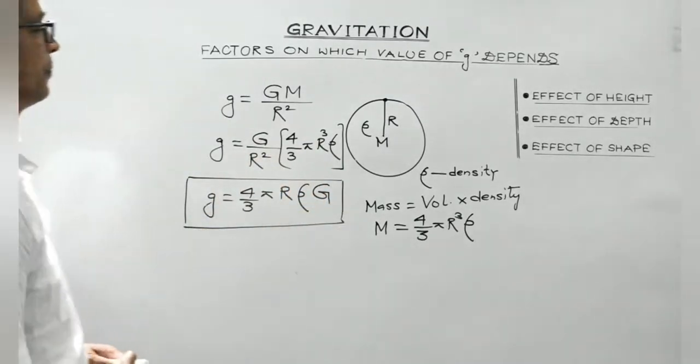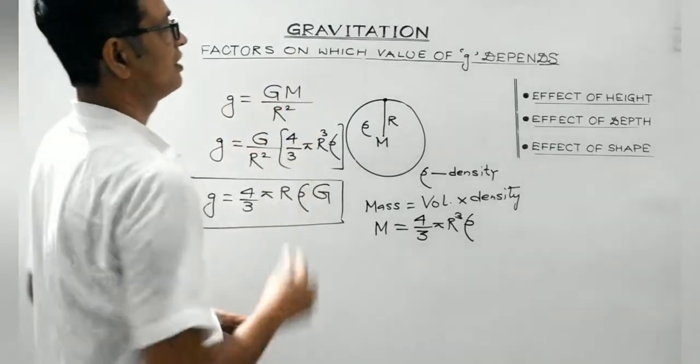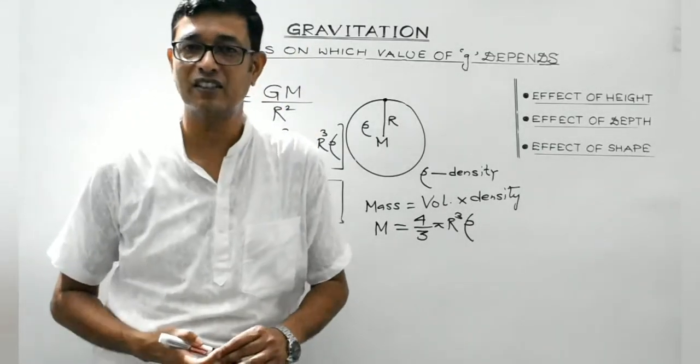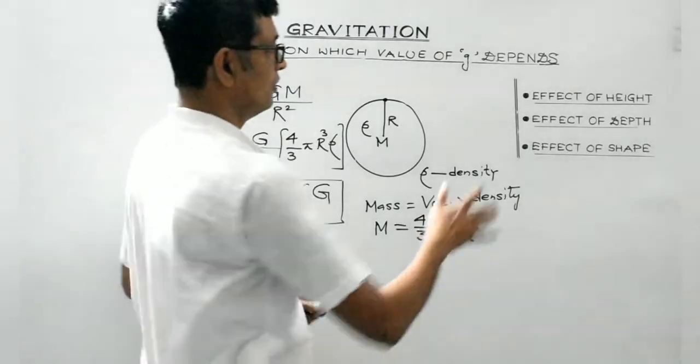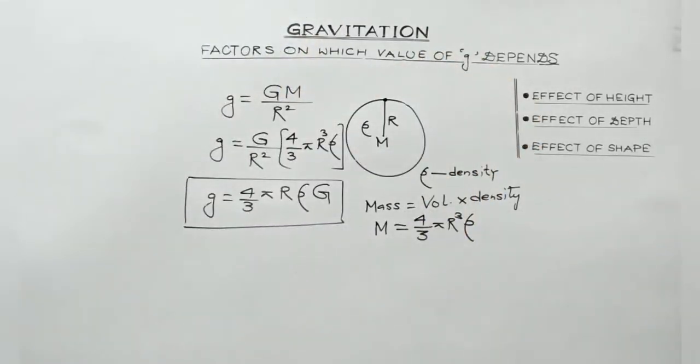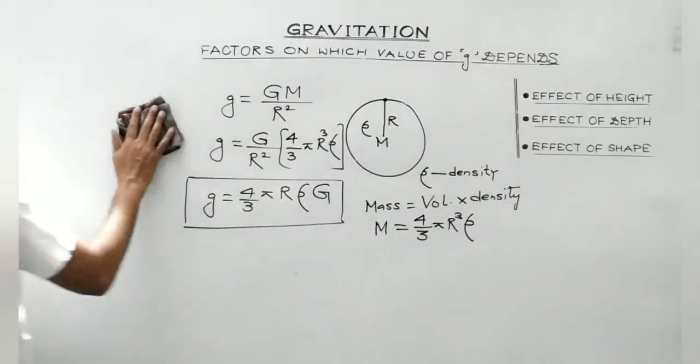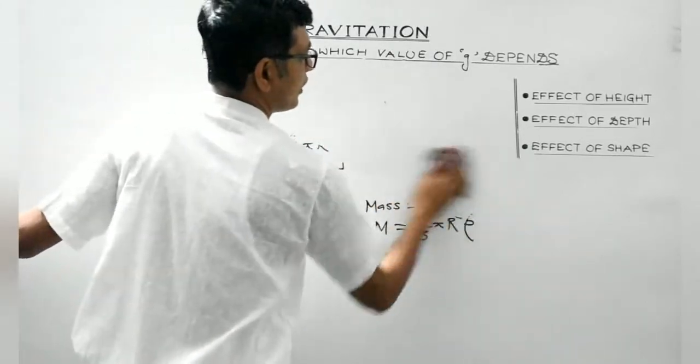Okay, students. So now let's discuss the factors on which the value of acceleration due to gravity depends. First is the effect of height. So let's start with the first topic, effect of height.